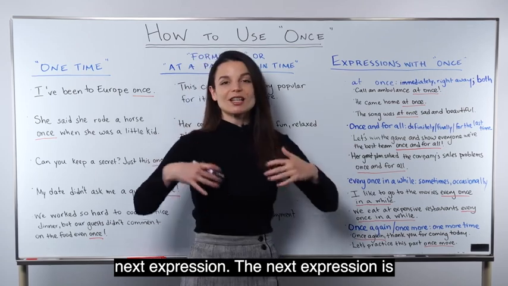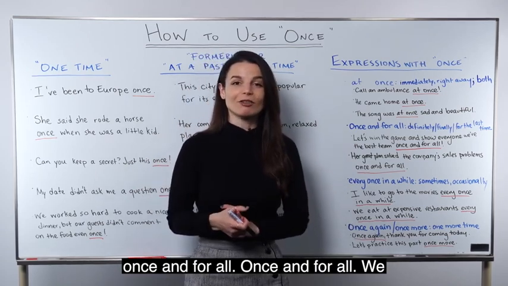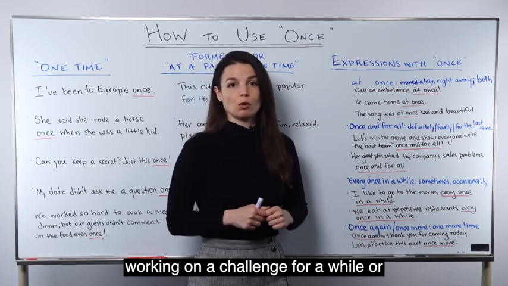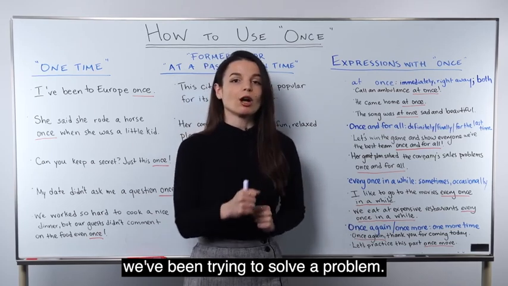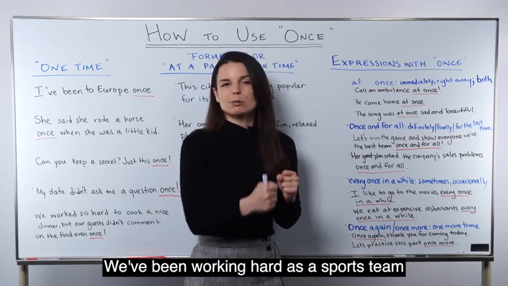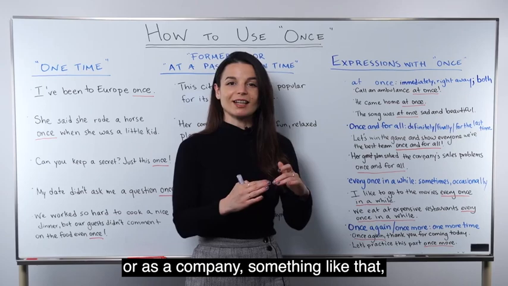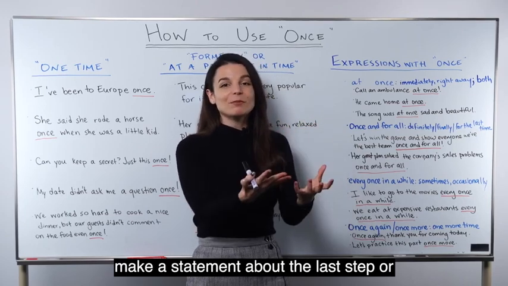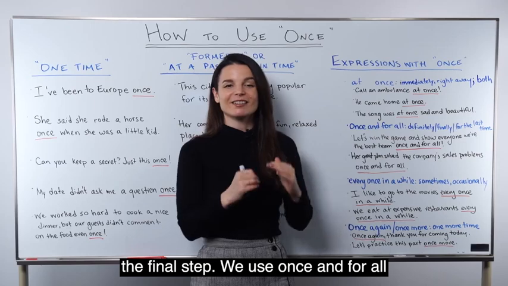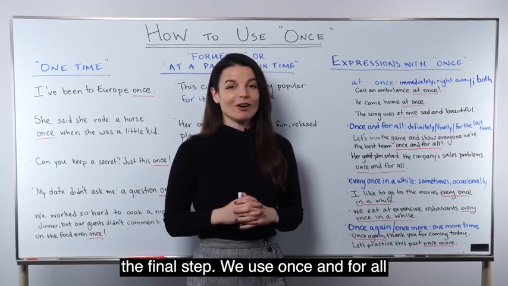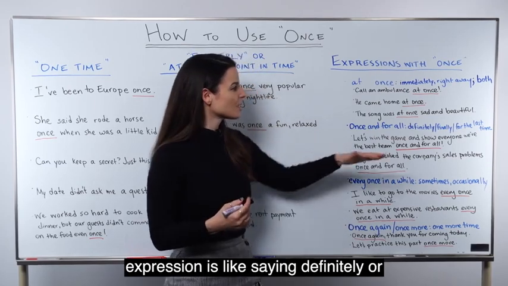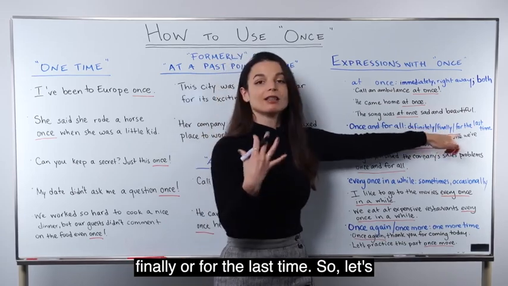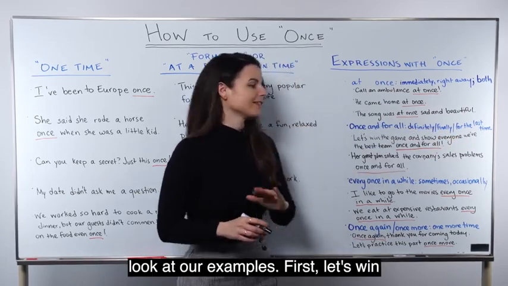The next expression is once and for all. We use this typically after we've been working on a challenge for a while, or we've been trying to solve a problem, we've been working hard as a sports team or as a company, something like that, and we get to the last step. We want to make a statement about the last step or the final step. We use once and for all sometimes to do this. So this expression is like saying definitely or finally or for the last time. So let's look at our examples.